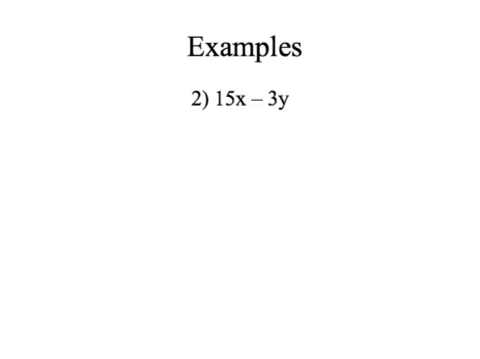So to look at the second one, 15x minus 3y, I need to look at my coefficients first. I have a 15 and I have a 3. The biggest number I can divide 15 and 3 by is 3. Then to look at my variables, I have an x in this one and a y in this one. Since I don't have an x in both of them or a y in both of them, I can't take any variables out. So my greatest common factor in this one is just going to be 3.